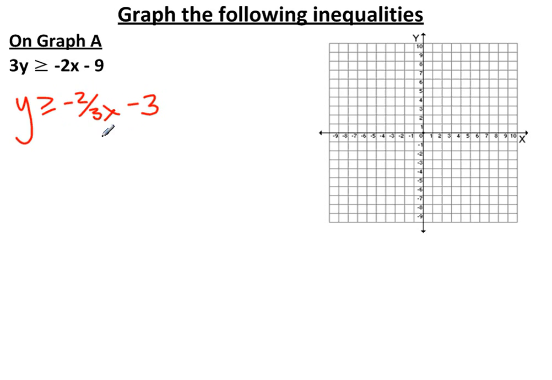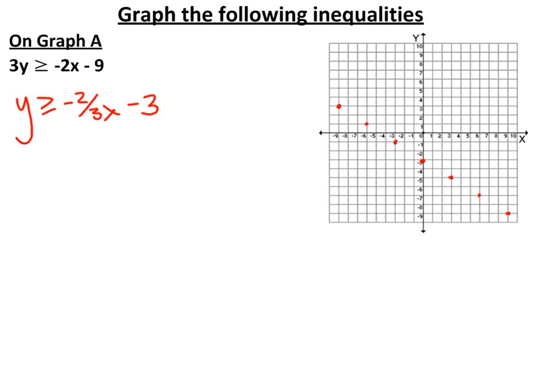Okay? So now what I'm going to do is graph this. I'm going to go down 3 for my y-intercept. I'm going to go down 2, right 3 for my slope. I'm going to continue this all the way across my graph to get a more accurate graph. Okay. So now I need to decide, is this going to be a solid line or a dashed line?